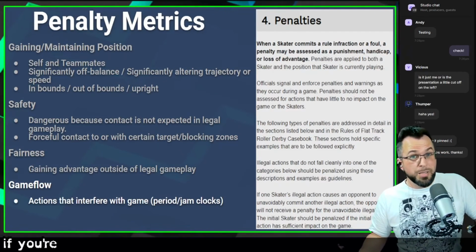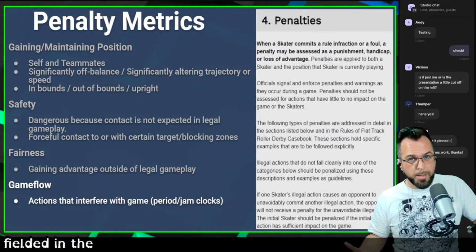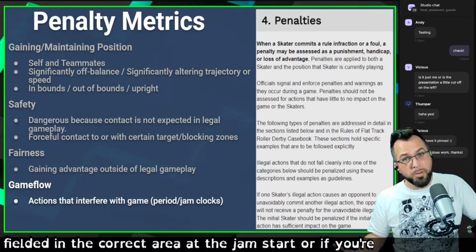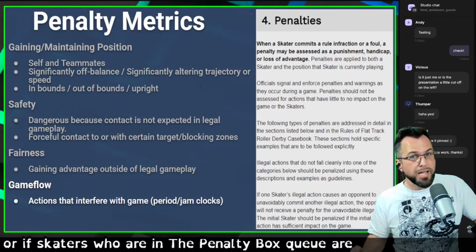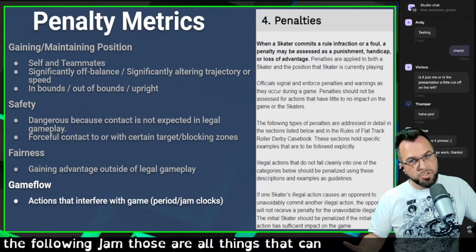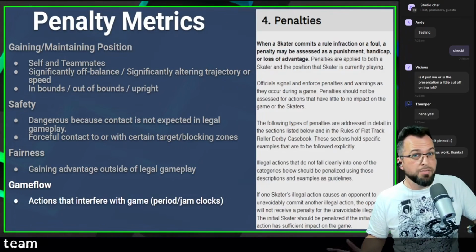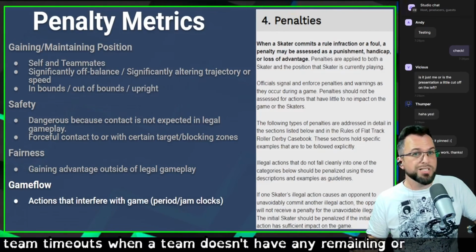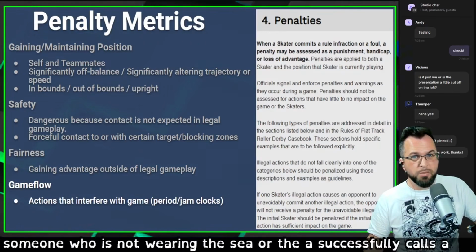If you're preventing the jam from starting, from having no blockers fielded in the correct area at the jam start, or if you're not fielding a jammer, or if skaters who are in the penalty box queue are not lined up for the following jam, those are all things that can prevent the next jam from starting and can be penalized. Team timeouts, when a team doesn't have any remaining, or if someone who is not wearing the C or the A successfully calls a timeout, falls under game flow penalties.